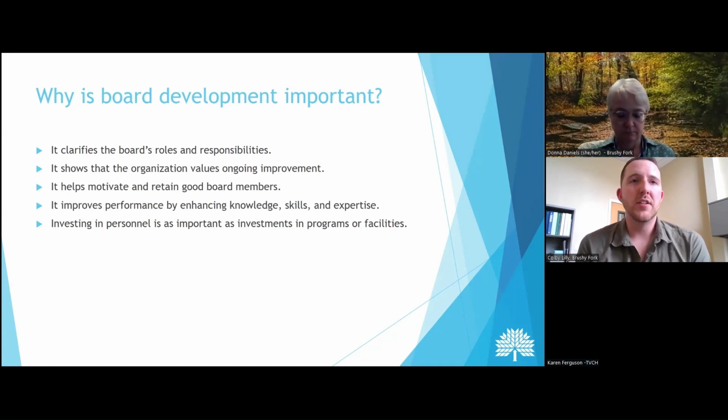It shows that the organization values ongoing improvement. By creating a culture of learning, organizations demonstrate they're committed to supporting directors' growth and development. It helps to motivate and retain good board members. When board members feel their contributions are valued and that their personal and professional development is being supported, they are more likely to remain engaged and committed to the organization.